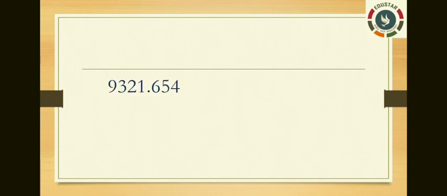Let us see another example. Now look at this number. Now you have to find the whole part and decimal part. Are you ready, children? Yeah. 9321 is the whole part or integral part. 654 is the decimal part or fractional part. Yeah, right?